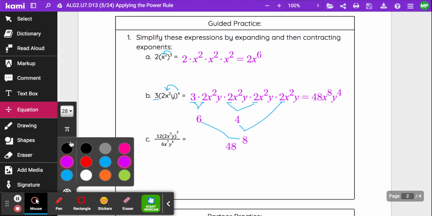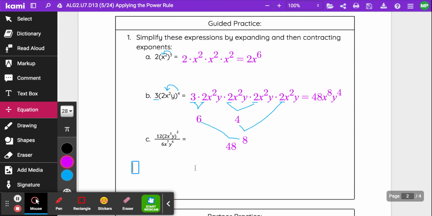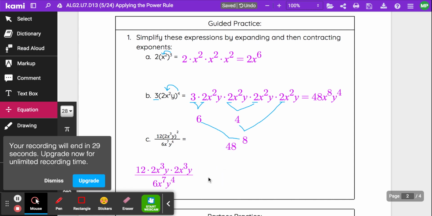Okay, this next one is a doozy, but don't be scared because we got this. We are in this together. I'm going to notice my 12 is by itself, but my 2 is given to the 2x cubed y. So I've got times 2x cubed y times 2x cubed y. And in the denominator, I've got 6x to the power of 7 y to the power of 4. And nothing outside of the parentheses gets our exponent.